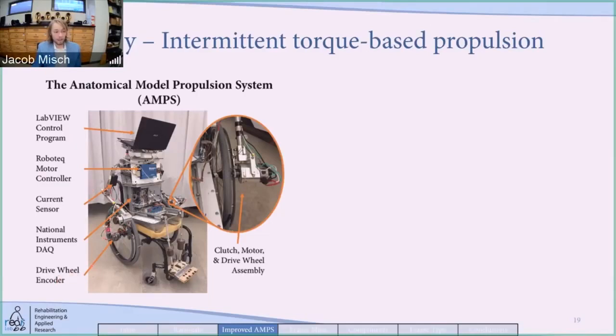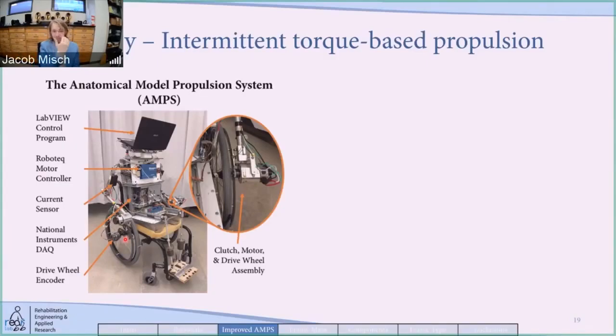The other signal that we measure comes from the drive wheel encoder on either side. This tells us the instantaneous position of the wheel, and then as the system moves, we can track those differences in position to figure out the velocity of the wheel and the velocity of the overall system.